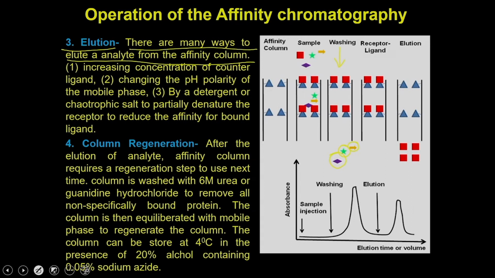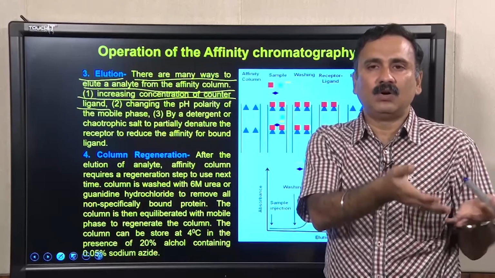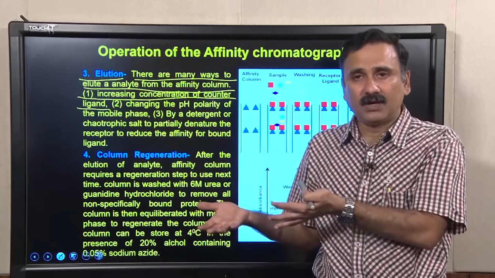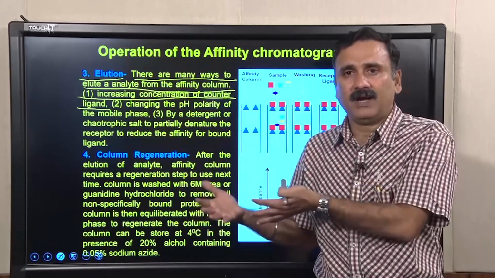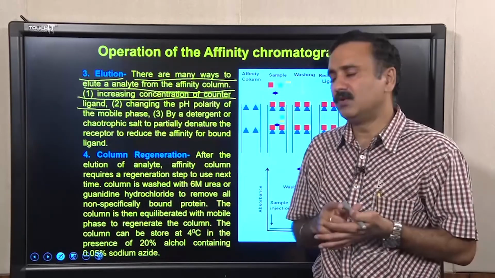The first is that you increase the concentration of the counter ligand, which means you increase the antigens in a very high quantity. If you do that, the antibody will switch to the antigen instead of binding to your receptor or to your analyte, and as a result the analyte is going to be released.